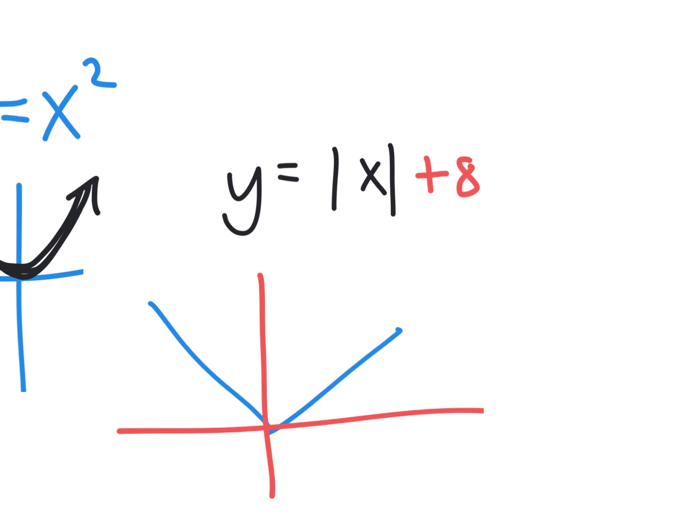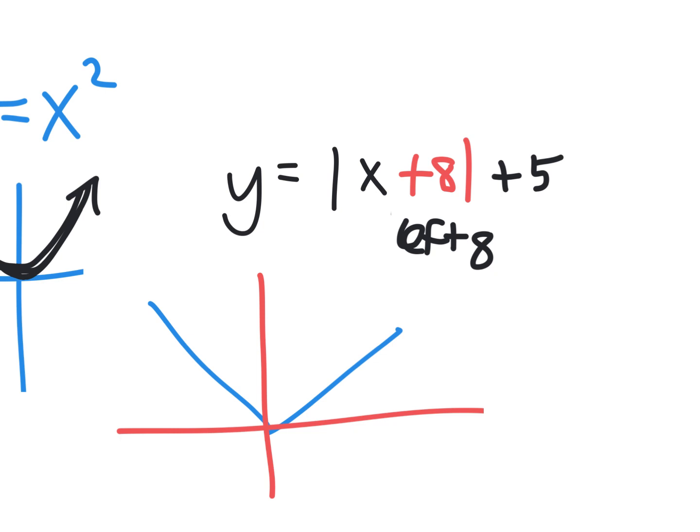If I had put the 8 on the inside, then it would be a horizontal change. But be careful. Which way does this move? If it seems like it should move to the right 8, you're right. It seems like it should be to the right 8. So it's actually left 8. Okay, so this would move left 8, and then what if I put a plus 5 here? Left 8 and... what's this part? Up 5.